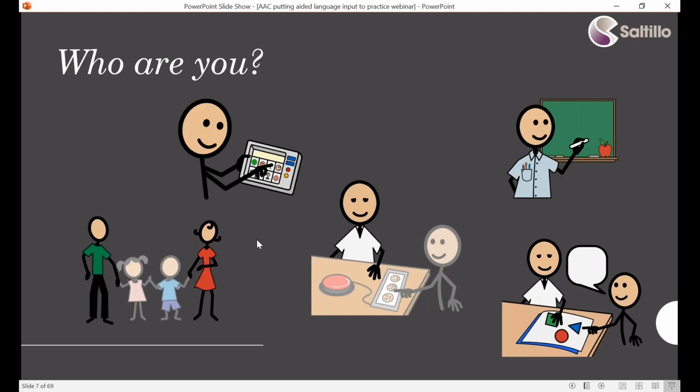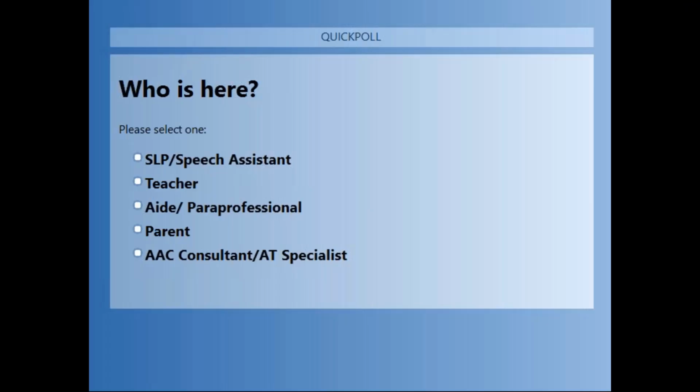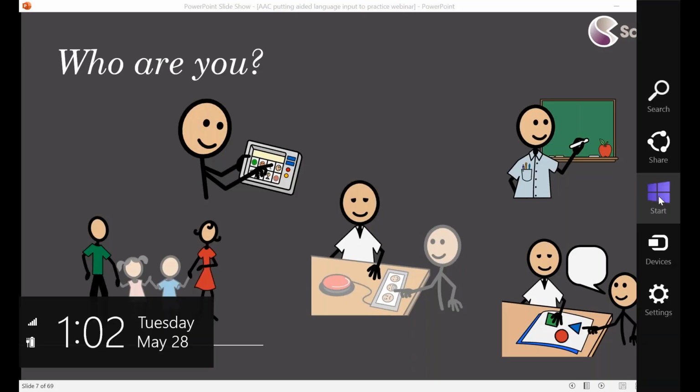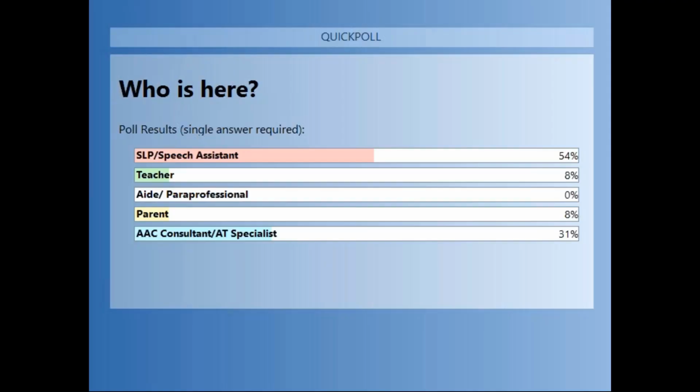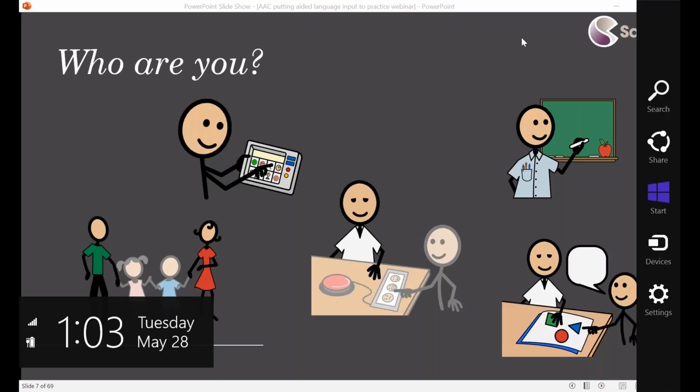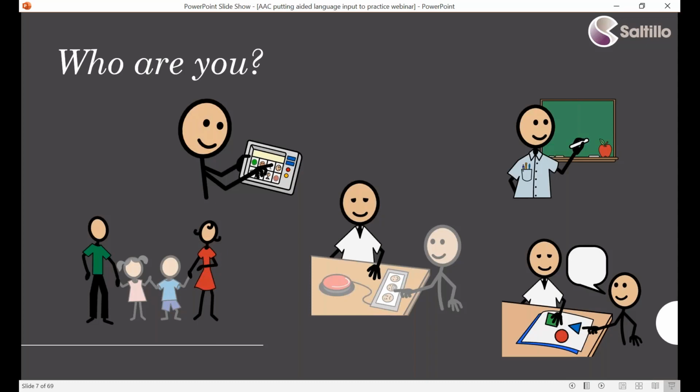Okay, so I do want to get an idea of who we have here today. So we are going to send out a poll, and if you can just take a second to indicate what role you are, if you're a parent, a therapist, etc., just let us know, and that gives me an idea who I'm talking to. Looks like we have a lot of SLPs, teachers, AAC specialists, wonderful. Thank you guys for participating. I think the nice thing about communication strategies, especially with AAC, is no matter what our role is, we all can learn the same thing.